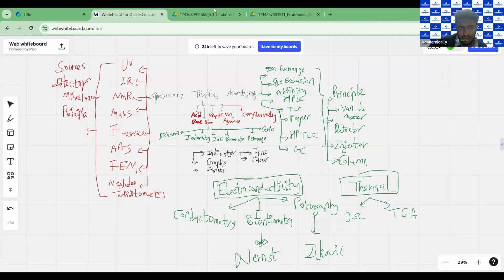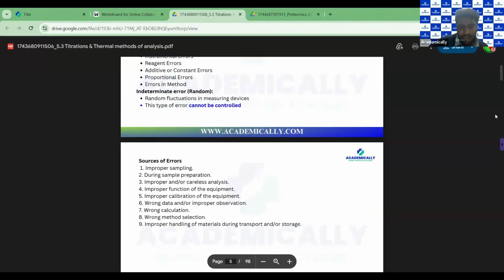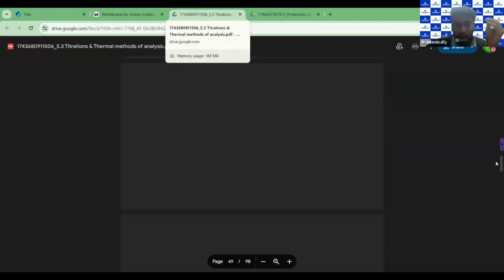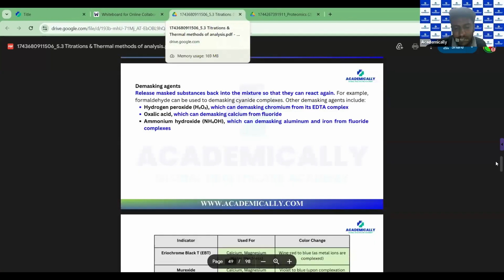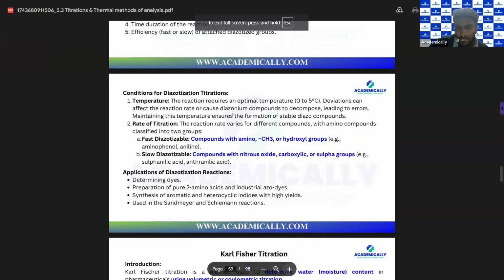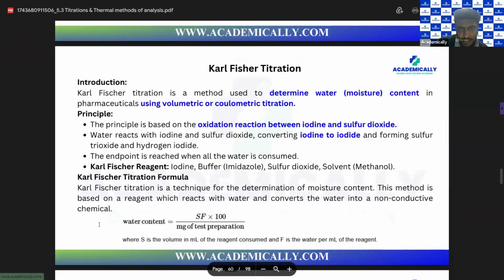Done? Chalo. Now let's start with the remaining part of the titrations, where we just left off with the Karl Fischer titration. In the Karl Fischer titration, it's their favorite. They ask either on its primary standard, the reagent, or the principle. So you must have a thorough idea about the Karl Fischer titration. Yesterday we also did the diazotization titration, which is nothing but nitrite titration.